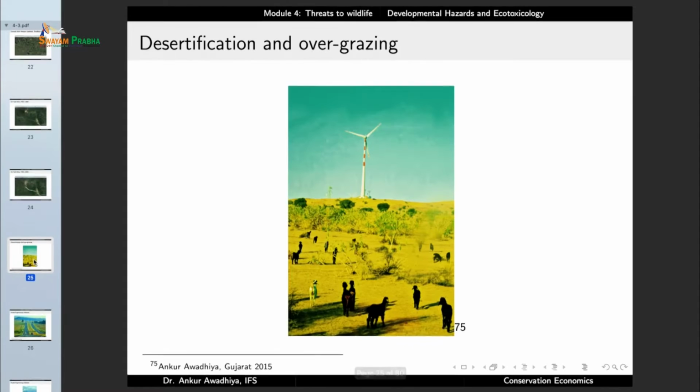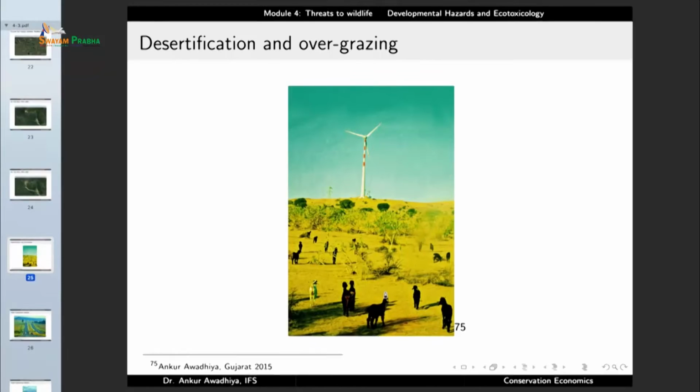Another hazard of unsustainable economic growth is desertification and overgrazing. Now, in the case of economic growth, we wanted to increase production. So every farmer wants to have more and more milk. Now, if the farmer wants more milk, he or she will want to have more goats. But then this environment cannot sustain such a huge number of goats.